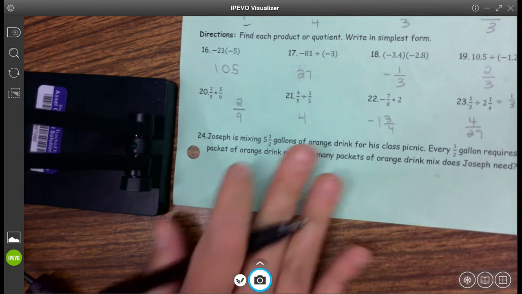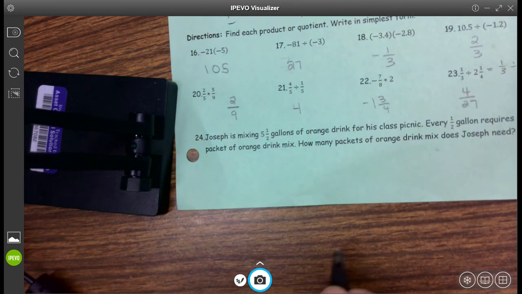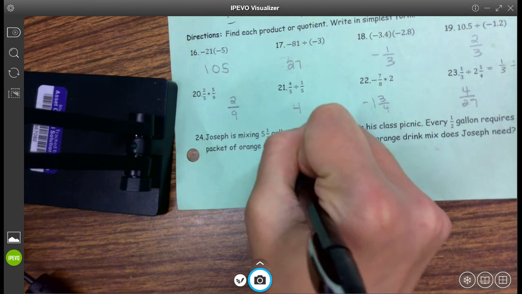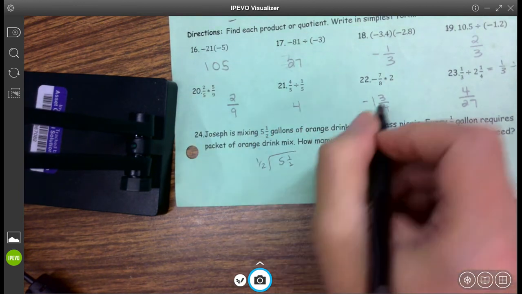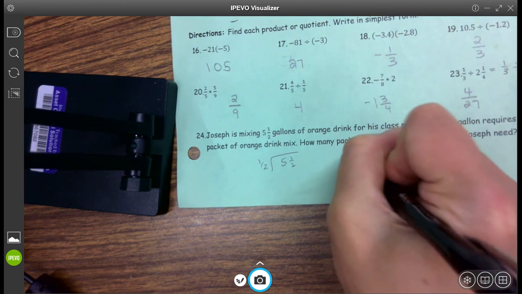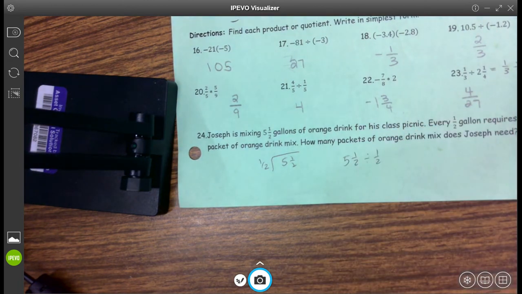We may or may not have talked about some of these in class. So Joseph is mixing 5.5 gallons of orange drink for his class picnic. Every half gallon requires 1 packet. So how many 1/2 packets go into 5.5? So we're not going to do it this way. We're going to divide by 1/2. So how many 1/2s are in 5.5?